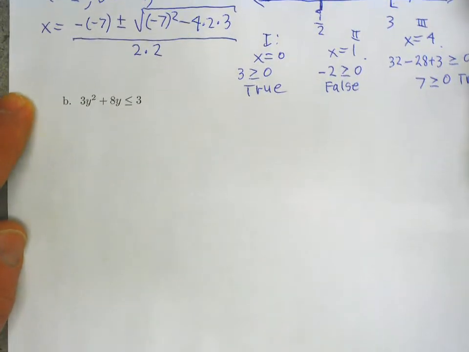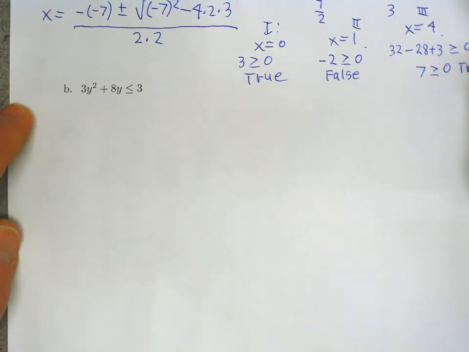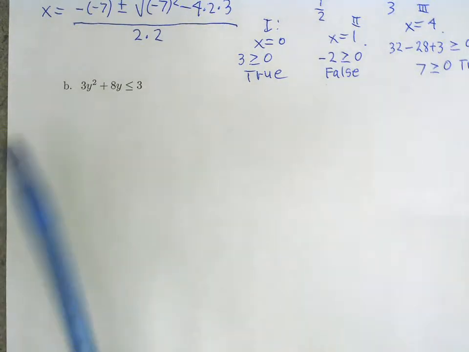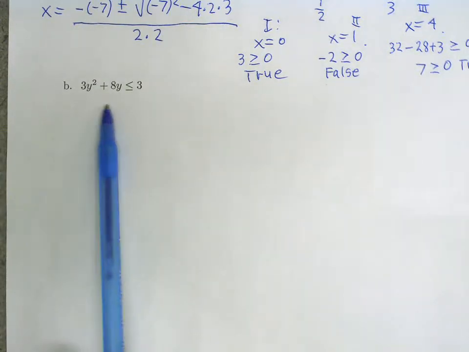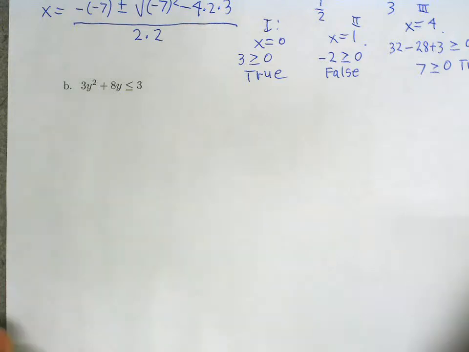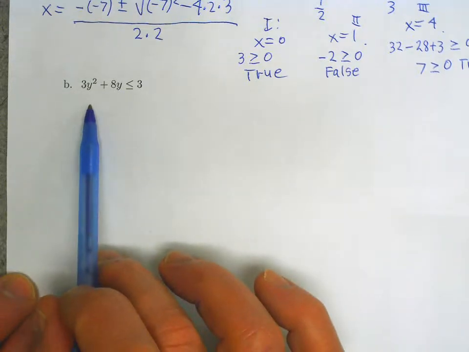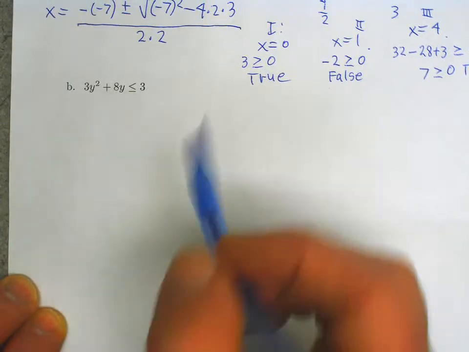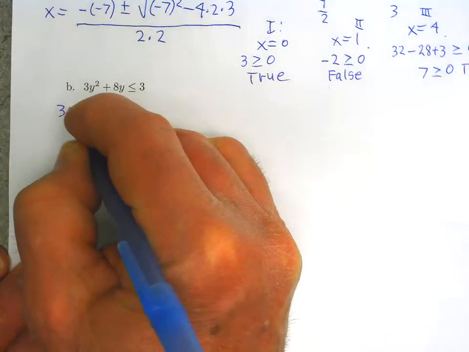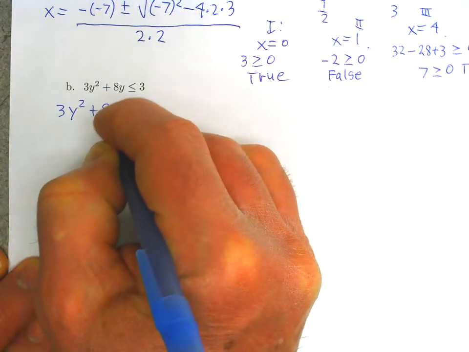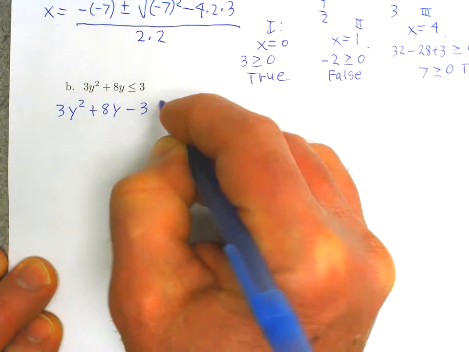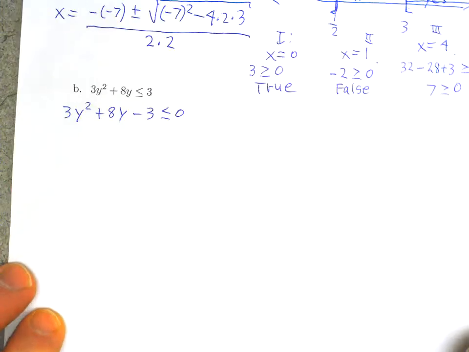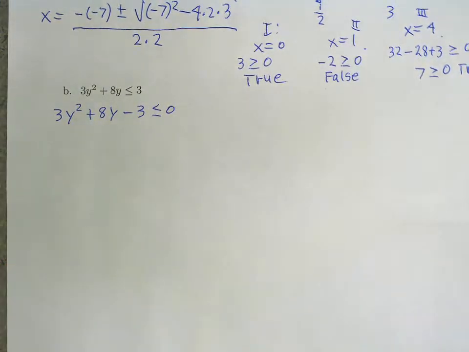So the idea is the same. This is a quadratic inequality. Well, we want to put it in standard form. So we'll subtract 3 from both sides so that the right-hand side is 0. So 3y to the second plus 8y minus 3 is less than or equal to 0.